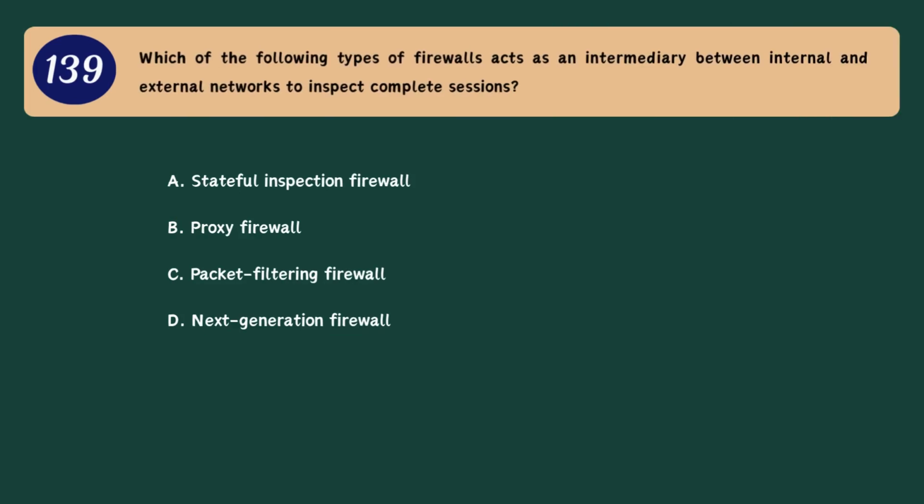Question 139. Which of the following types of firewalls acts as an intermediary between internal and external networks to inspect complete sessions? A. Stateful inspection firewall. B. Proxy firewall. C. Packet filtering firewall. D. Next generation firewall.